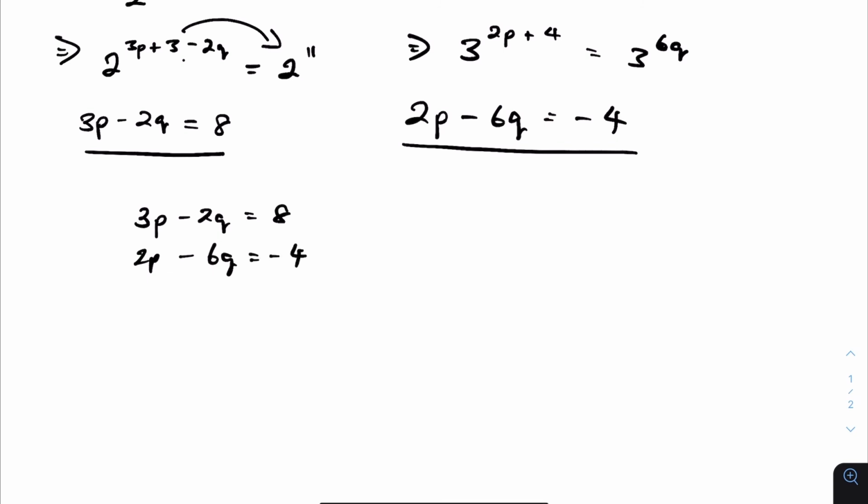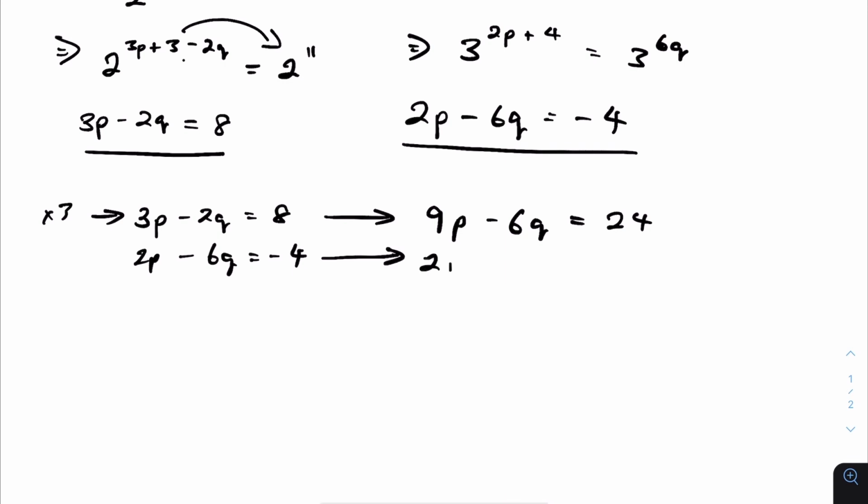Now let's first identify a term we can use, so let's use the elimination method, because in this case we can actually see that 2q and 6q can easily be made the same if we just multiply this equation by 3, which would become 9p minus 6q is equal to, and then 3 times 8 is 24. Let's write this equation below. 2p minus 6q is equal to negative 4.